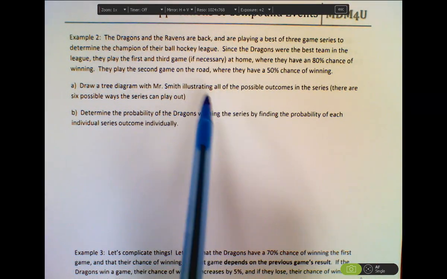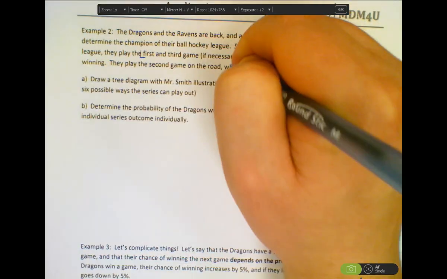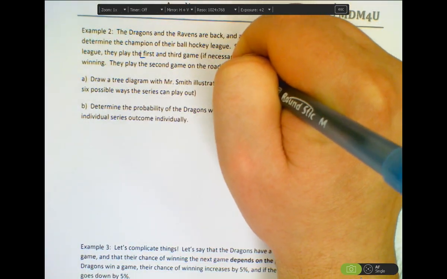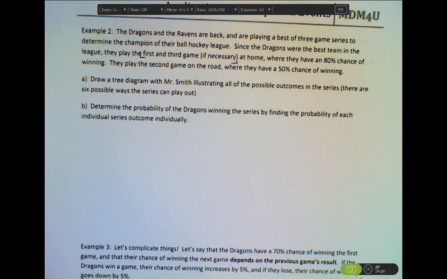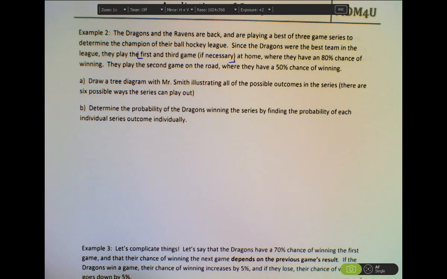So let's say they're playing 3 games, but like in the NBA, NHL, baseball, the home team, the team that had the better record in the season, gets to play more games at home. So in this question, we're going to say the Dragons play the first and third game, if they need to have a third game, at home. And they have the advantage at home. They win 80% of their games at home, so we'll say they have an 80% chance of winning. And they play their second game on the road, where they have a 50% chance of winning.